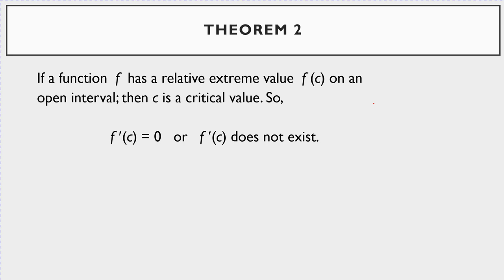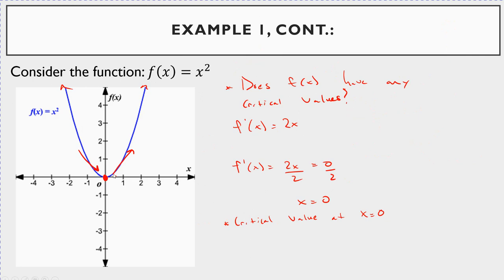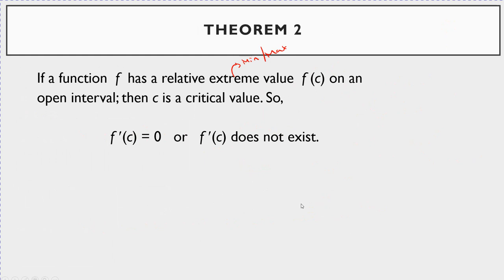All right, so the next thing we have here is that if a function f has a relative extreme value, f of c, so that's when I say relative extreme value, that's either a min or max value on an open interval, then c is a critical value. So notice here, even going back to our x squared, it had a valley. This is a minimum. And the turning point of the valley occurred at a critical value. So what's going on here is you can find where relative min and max occur. Either the peak of the mountain or the bottom of the valley, because they occur at a critical value.